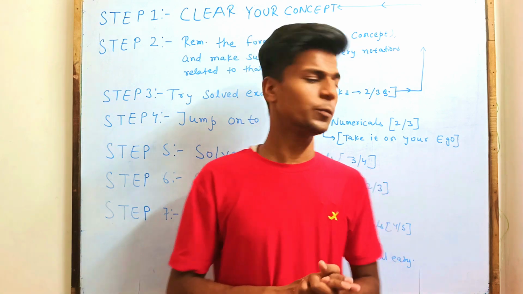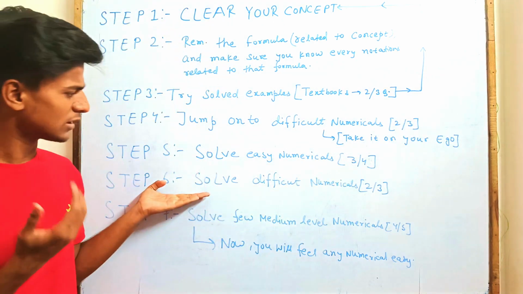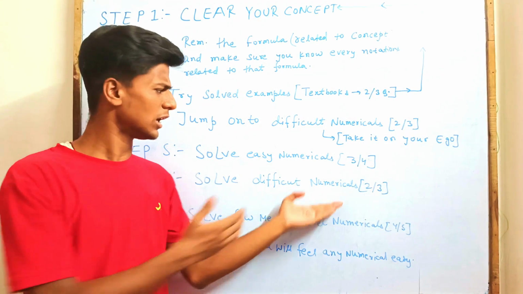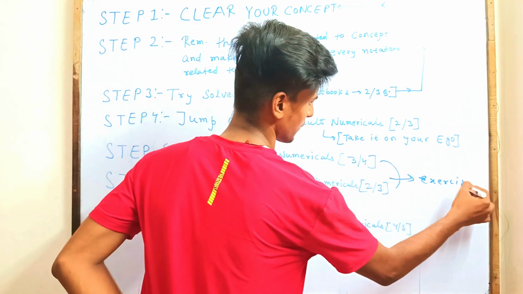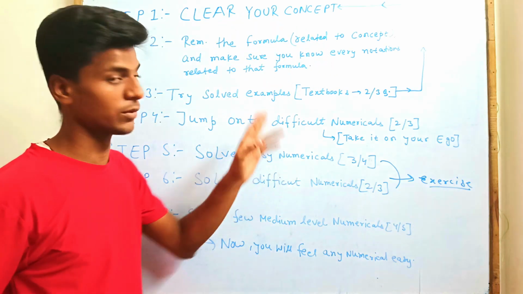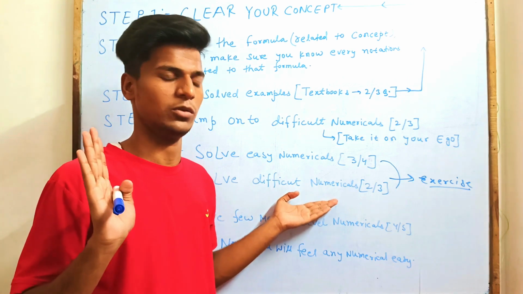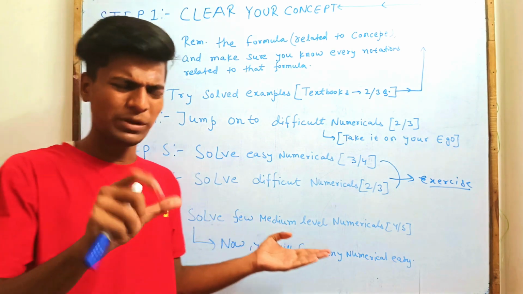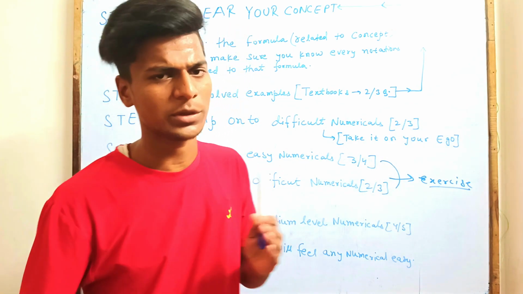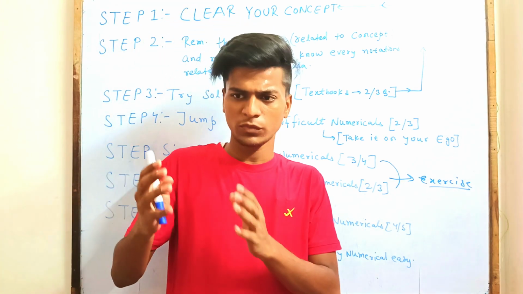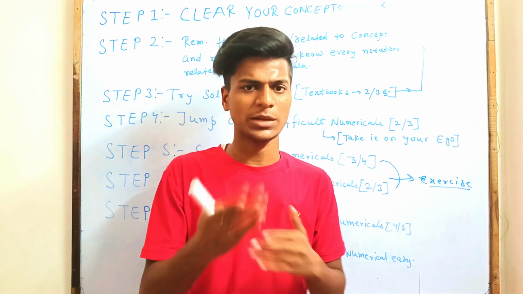And our next step is to solve easy numericals, at least 3 or 4 numericals you should try to solve. Your next task is to solve difficult numericals. And from where? From the exercise. You should try to solve easy numericals from the exercise, at least 3 or 4. Then difficult numericals, at least 2 or 3 you should try to solve. And then solve medium level questions, 4 or 5, you will solve those too. And after solving this, all your fear of numericals will be completely wiped out. This is the thing I am saying.